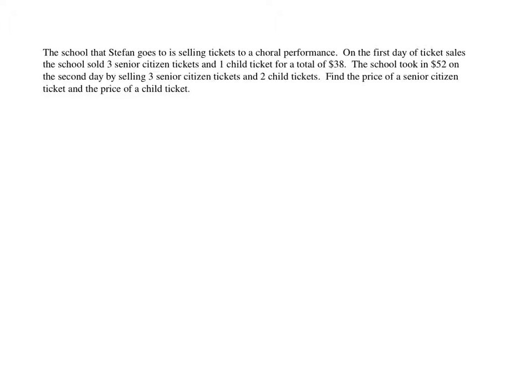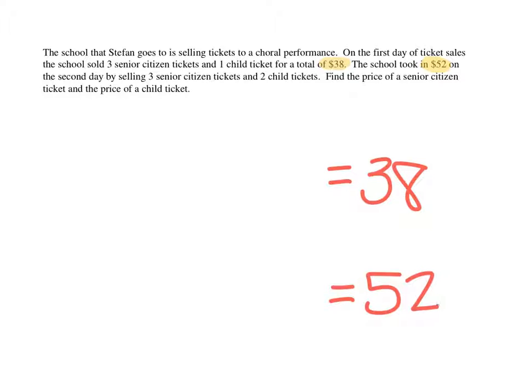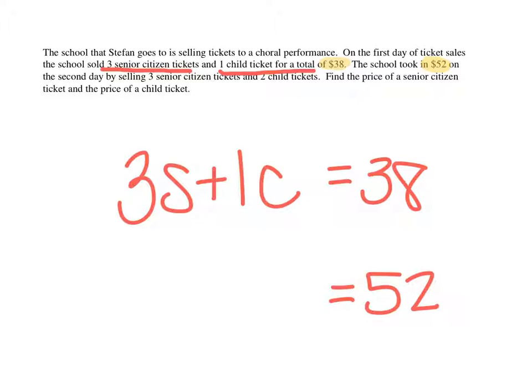Well, first, if we read through, remember the first thing we're going to look for that really helps us is our totals. And there was a total of $38 and a total of $52. So that tells us that one of our equations is going to equal 38. The other equation is going to equal 52. So let's figure out what equaled $38. Well, it told us that 3 senior citizen tickets and 1 child ticket equaled $38. So we would write that 3S plus 1C equals 38.